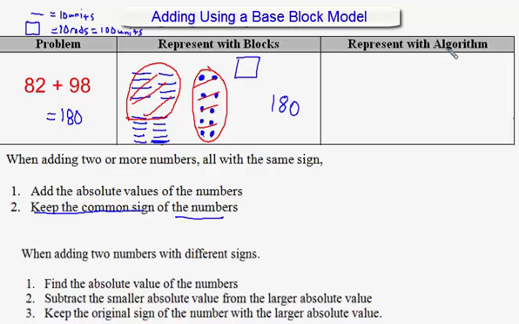Now to represent this with an algorithm, suppose we took 82 and lined it up with 98. The plus goes over here. We typically start in the ones column and add. 8 plus 2 is 10, and this is like having the 10 units over here that we took and exchanged it for 1 rod.